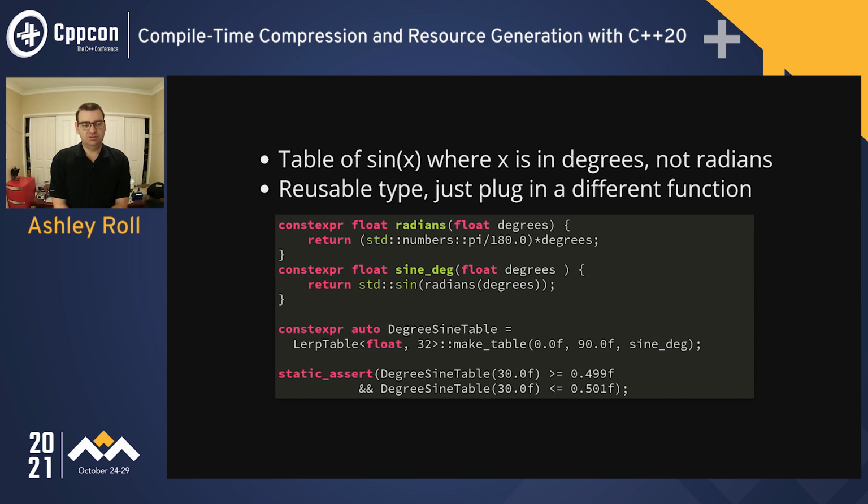And then we use a type that I'll show you in a second called lerp table. We tell it it's using a float, and we want 32 entries in our table. So the number of entries really defines the precision in this case. And we see we're making a table between 0 and 90 degrees using our provided function. So the non-type template parameter, the 32, really does affect how closely the points align with the real function. The more points you have, the closer your estimation will be, because we linearly interpolate between two values. And again, we can see that at compile time, we can static assert that we get correct values. So sine of 30 degrees is half, within some margin of error.